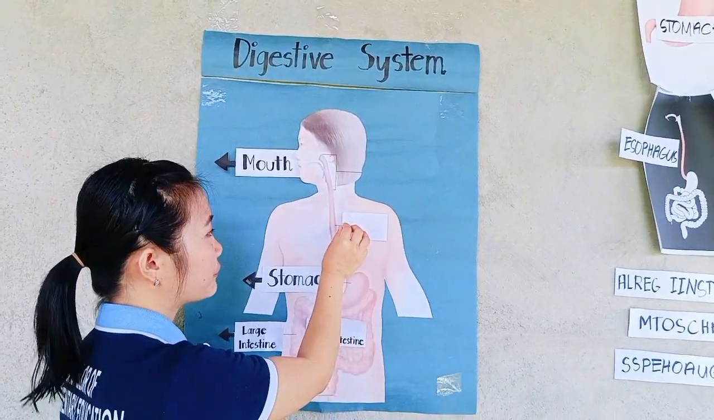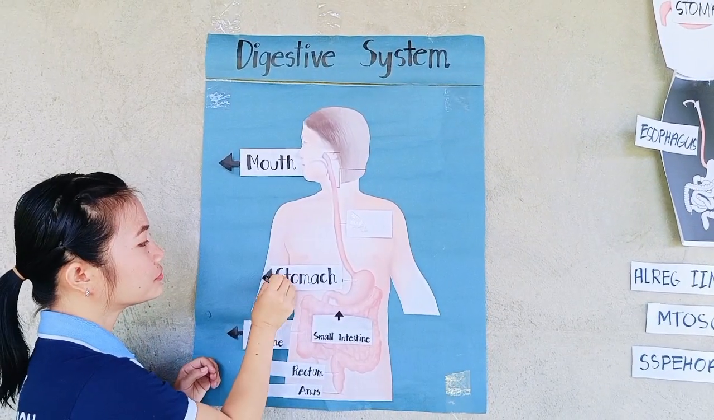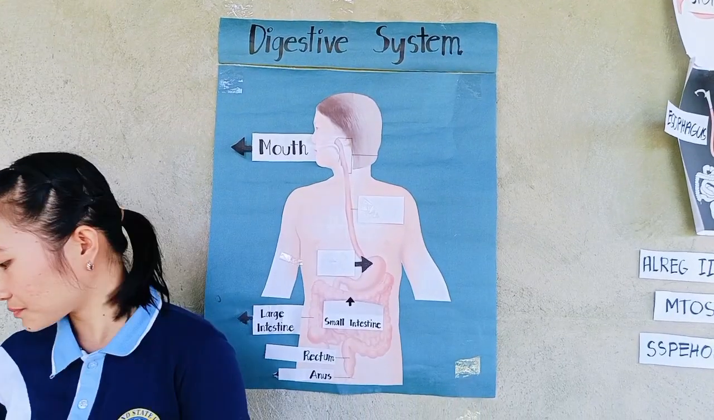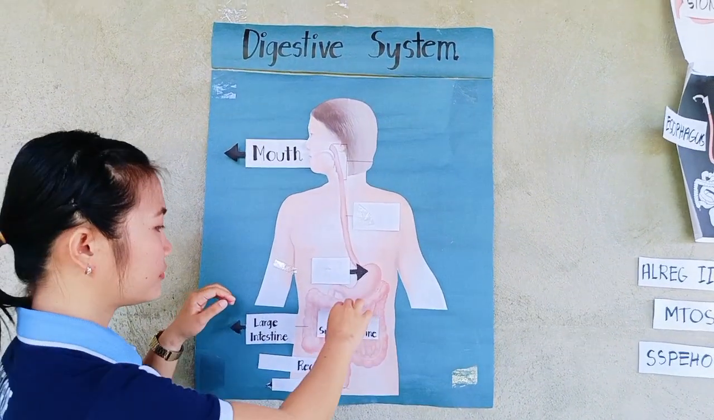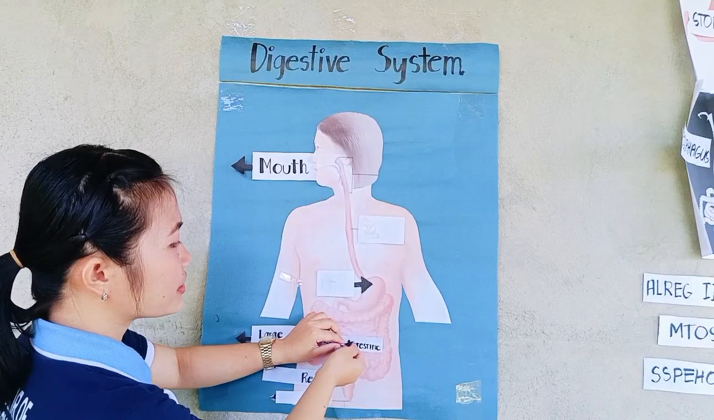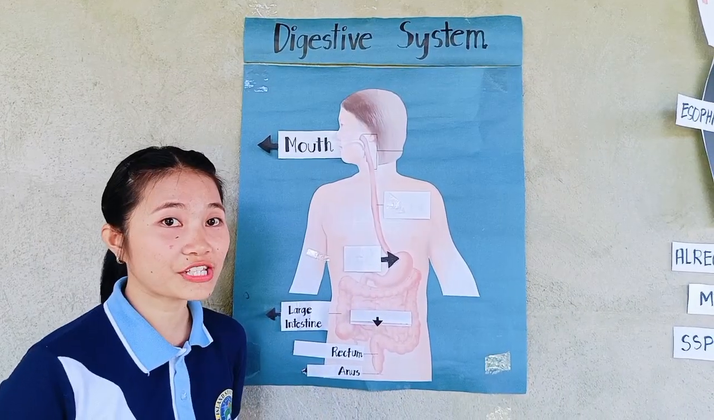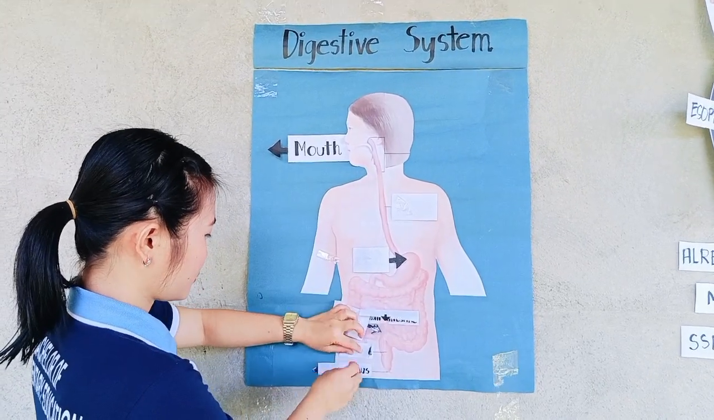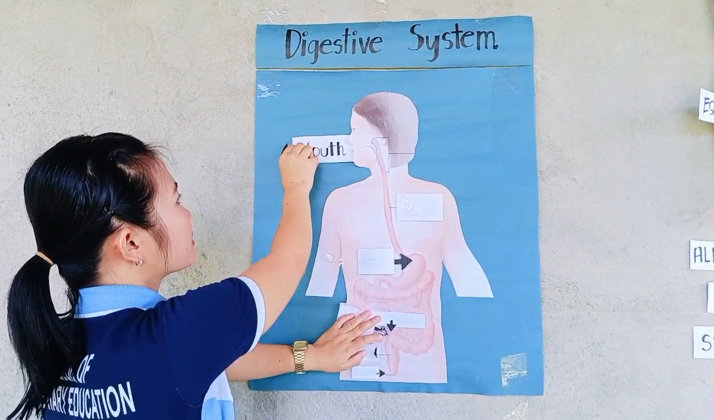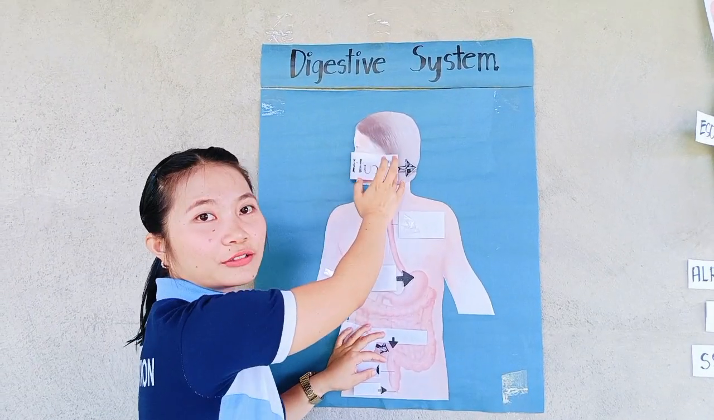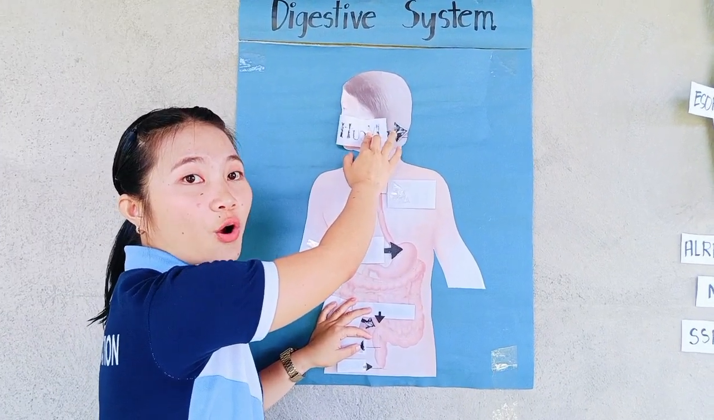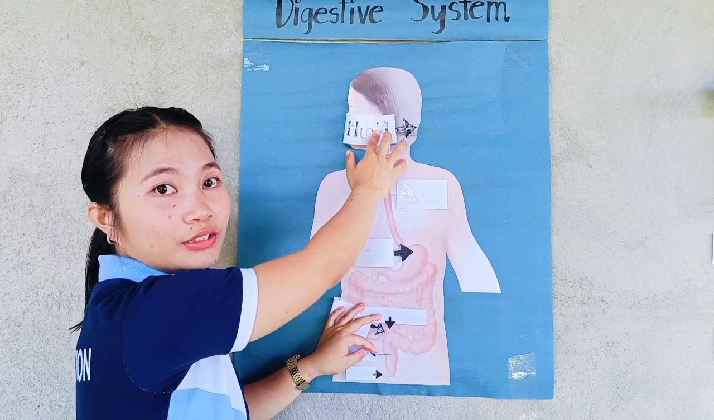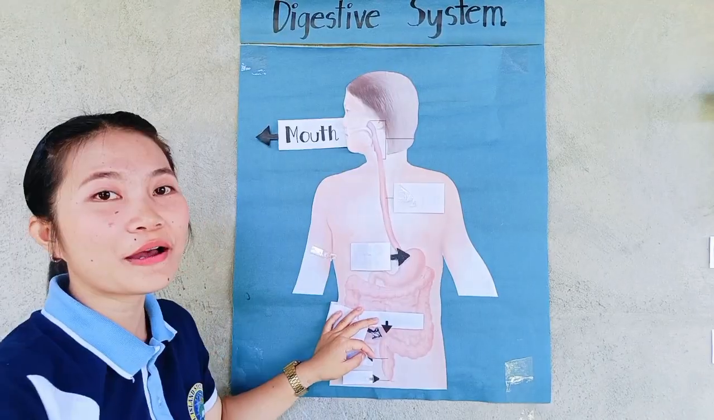So I will hide it first, and you're going to identify them if you have remembered what the organs of the digestive system are. Alright. First thing, what is the first organ that our food goes into? Very good, it's the mouth.